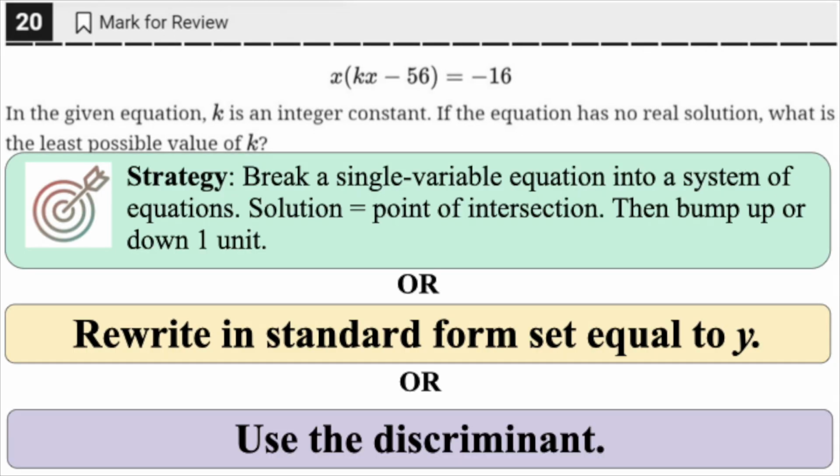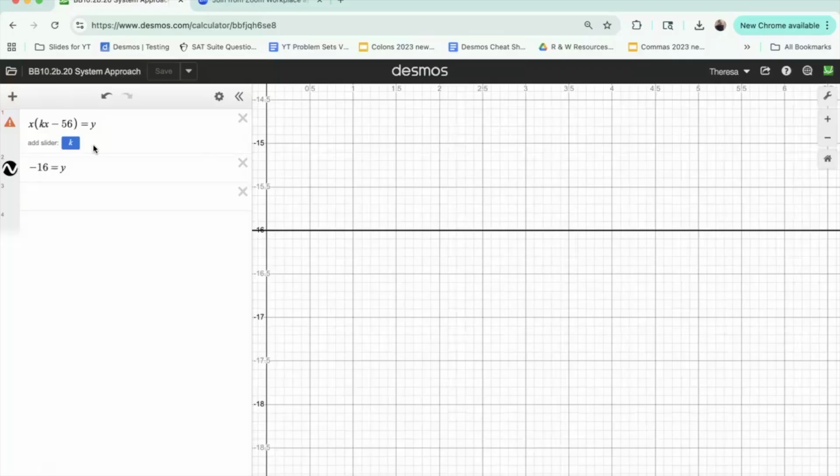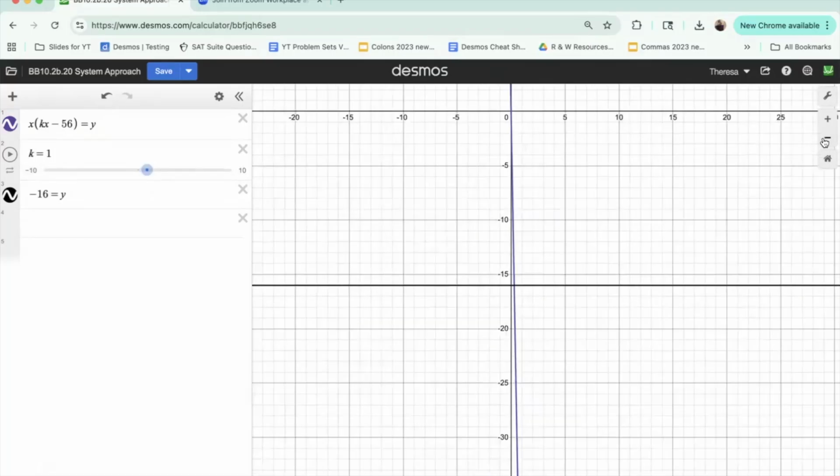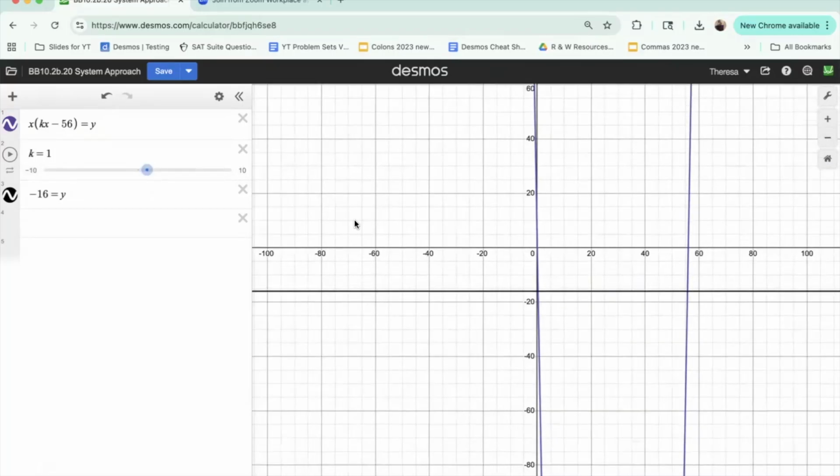Number 1, you could break a single variable equation into a system of equations. The solution is the point of intersection, and then you would bump up or down 1 unit. So to reiterate, the point of intersection is basically exactly wrong because that's where they intersect, and you want them to not intersect. So I'm creating my system of equations.